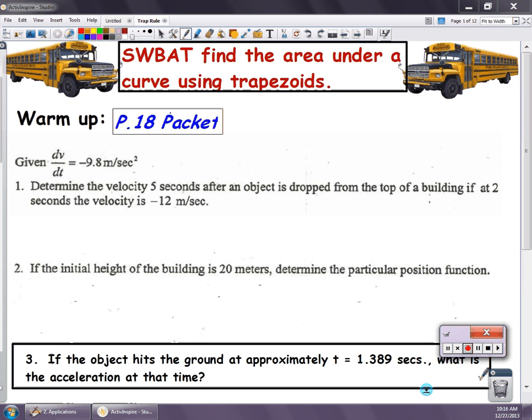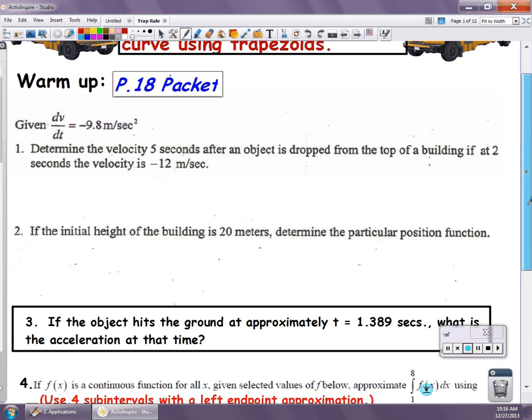If you are not in my class, you may want to skip over this warm-up. If you are in my class, stop the video, do the warm-up, and then resume and see how you did in the warm-up. This is page 18 in your packet.